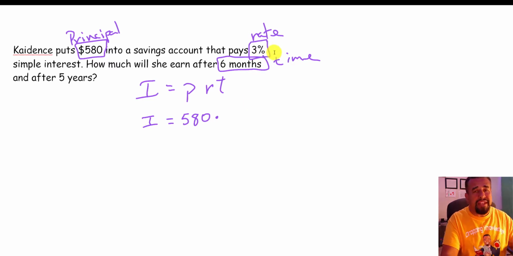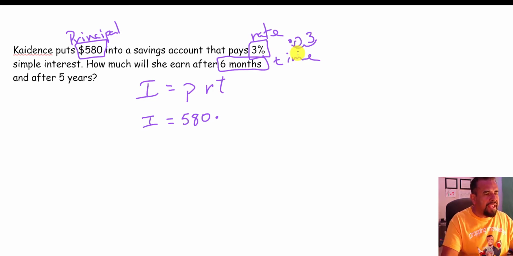And also, anytime you're given a percent, remember to convert it to a decimal. The proper way to do it is to divide 3 by 100, right? But the easiest way, you have 3, just move your decimal twice, and you get 0.03. So let's put 0.03. And then our time is 6 months.